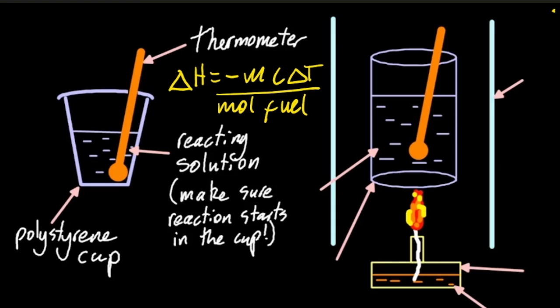mc delta T is the mass, specific heat capacity, and the temperature change of whatever's going on in there. The moles of fuel, one of the two reactants will be specified for you, and that will be the fuel. People often get this one confused with the other one, so it's important to keep them separate. So the moles of fuel, they'll actually specify which reactant is going to be that mole of fuel.